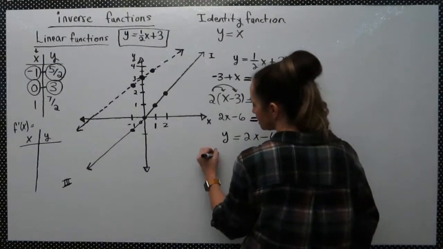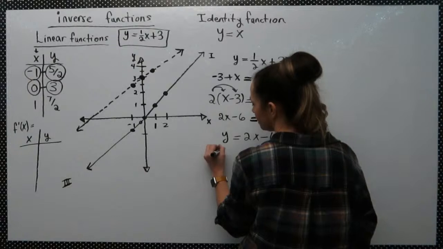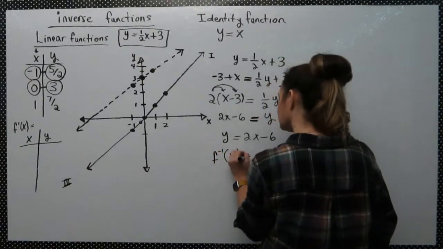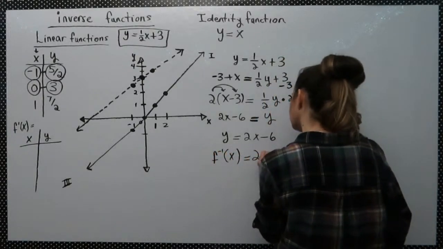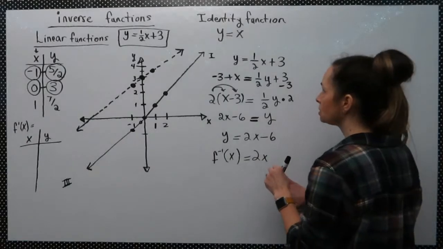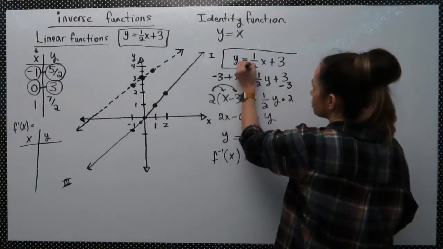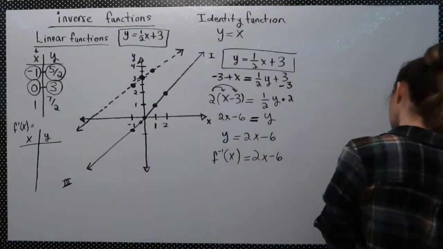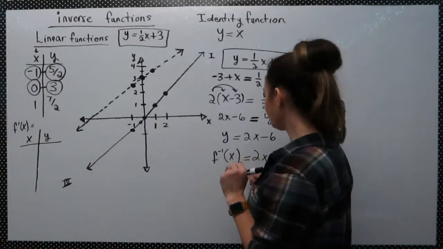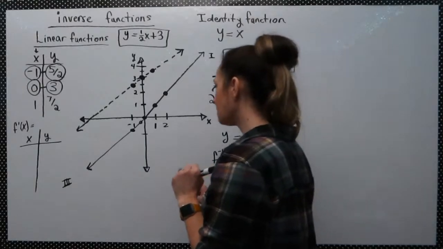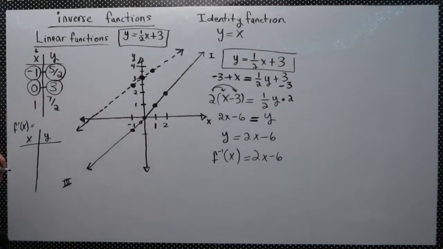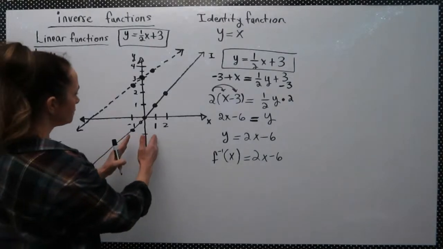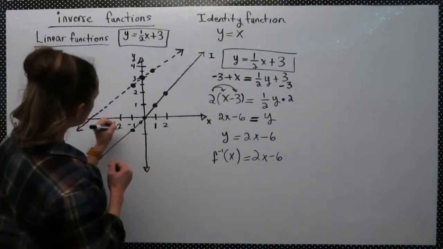And then last step, you replace y with the inverse notation. And we have successfully found the inverse of this function, 2x minus 6. And so if I want to sketch the graph of 2x minus 6, well, I already have the table here, and I'm going to pick these same three values, -1, 0, and 1, because that's the chunk of the graph that I picked.